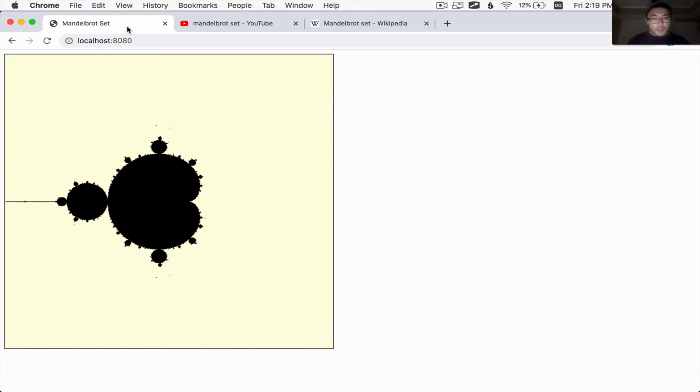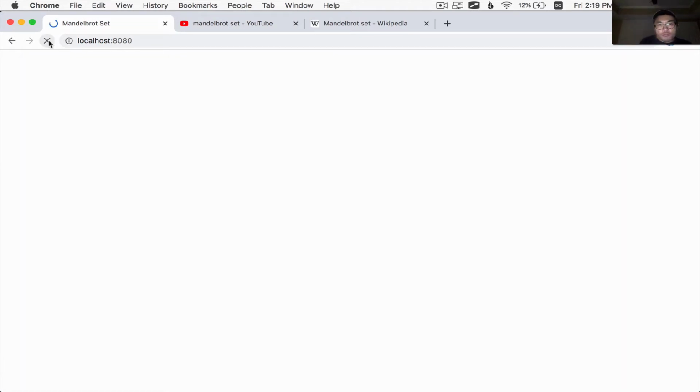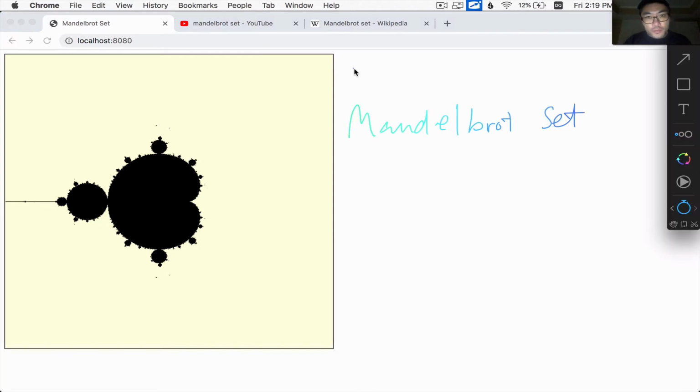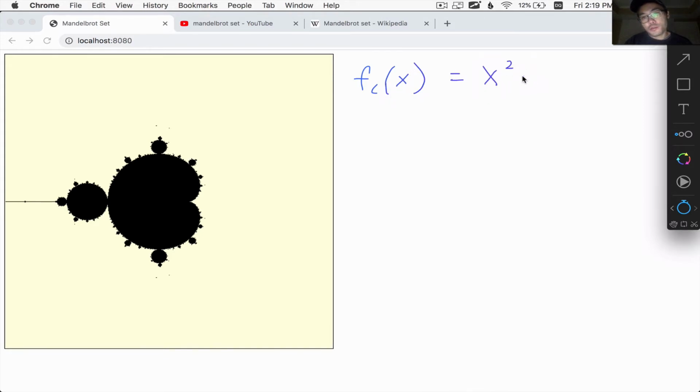So what you see right here is the Mandelbrot set. It is based on a mathematical formula, which is f_c(x) = x squared plus c. Actually, people sometimes see the use of z here instead of x, but I'm gonna use x. That doesn't really matter. This c is referring to a number constant.